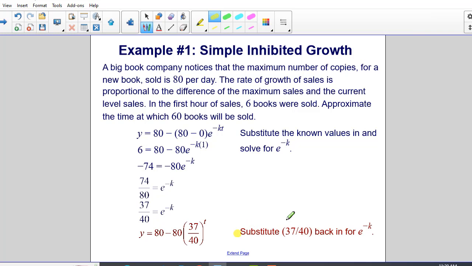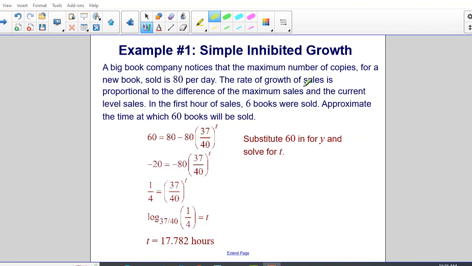We substitute 37 over 40 back in for e to the negative k power, and we obtain this equation here. y is equal to 80 minus 80 times 37 over 40 raised to the t power. Our next step will be to solve for t. Since we are asked to find the time at which 60 books will be sold, we substitute 60 in for y and solve for t.